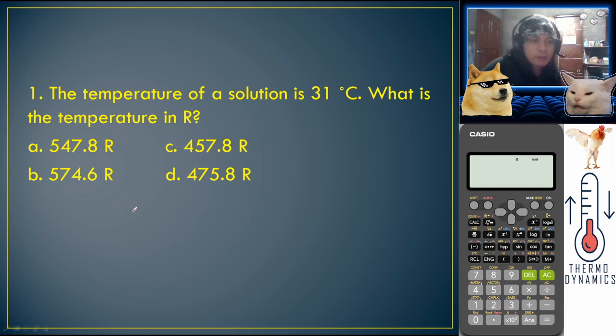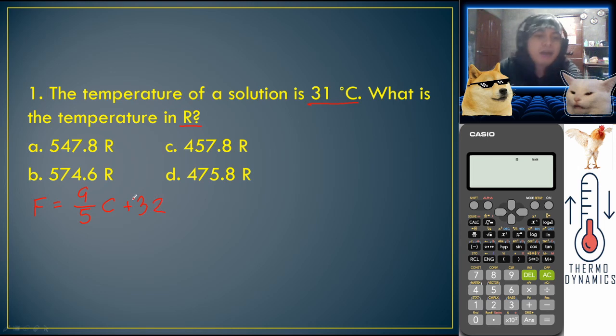Okay. Problem number one. The temperature of a solution is 31 degrees Celsius. What is the temperature in Rankine? Celsius to Rankine po. Ang gagawin natin is, hindi po tayo magda-direct, ang gagawin natin is Celsius to Fahrenheit, then Fahrenheit to Rankine. So, first thing is hanapin natin ang formula. Ano nga yung formula ng Celsius to Fahrenheit? So, F is equal to 9 over 5 C plus 32.